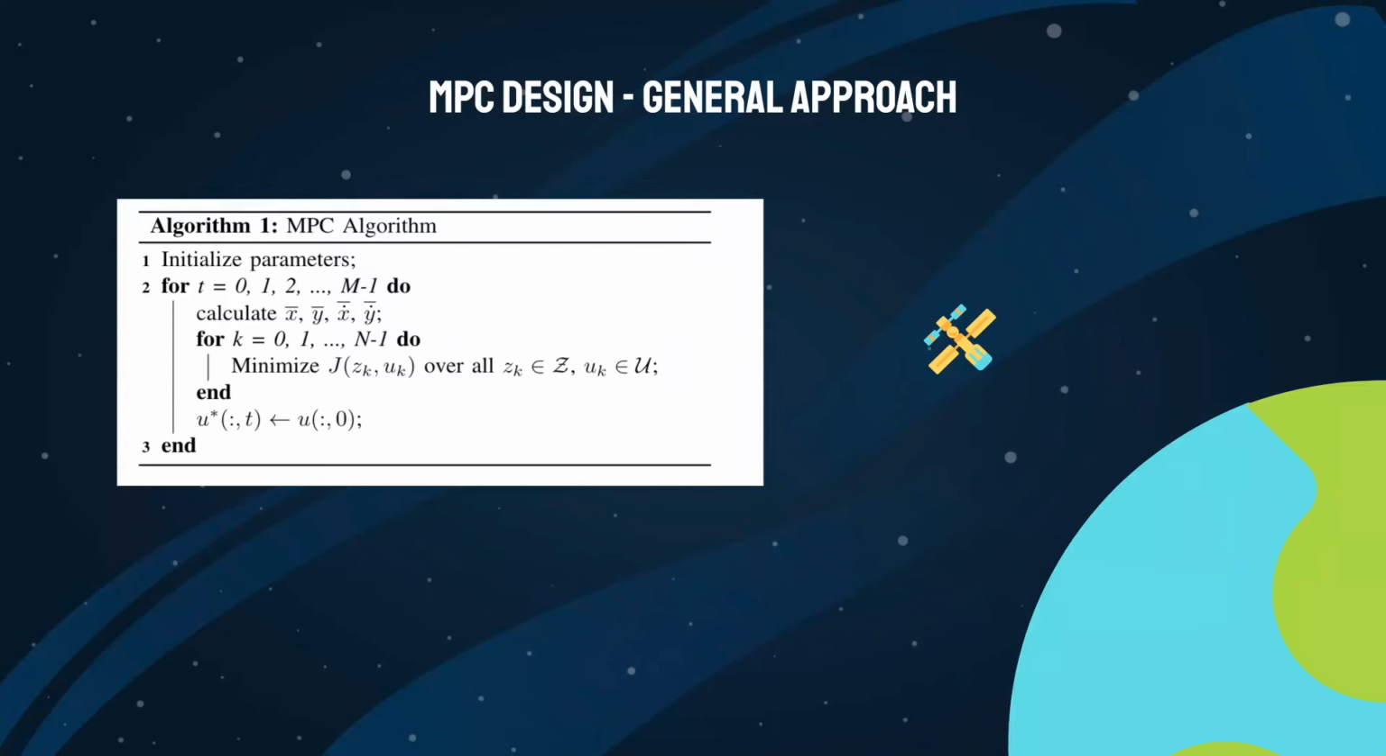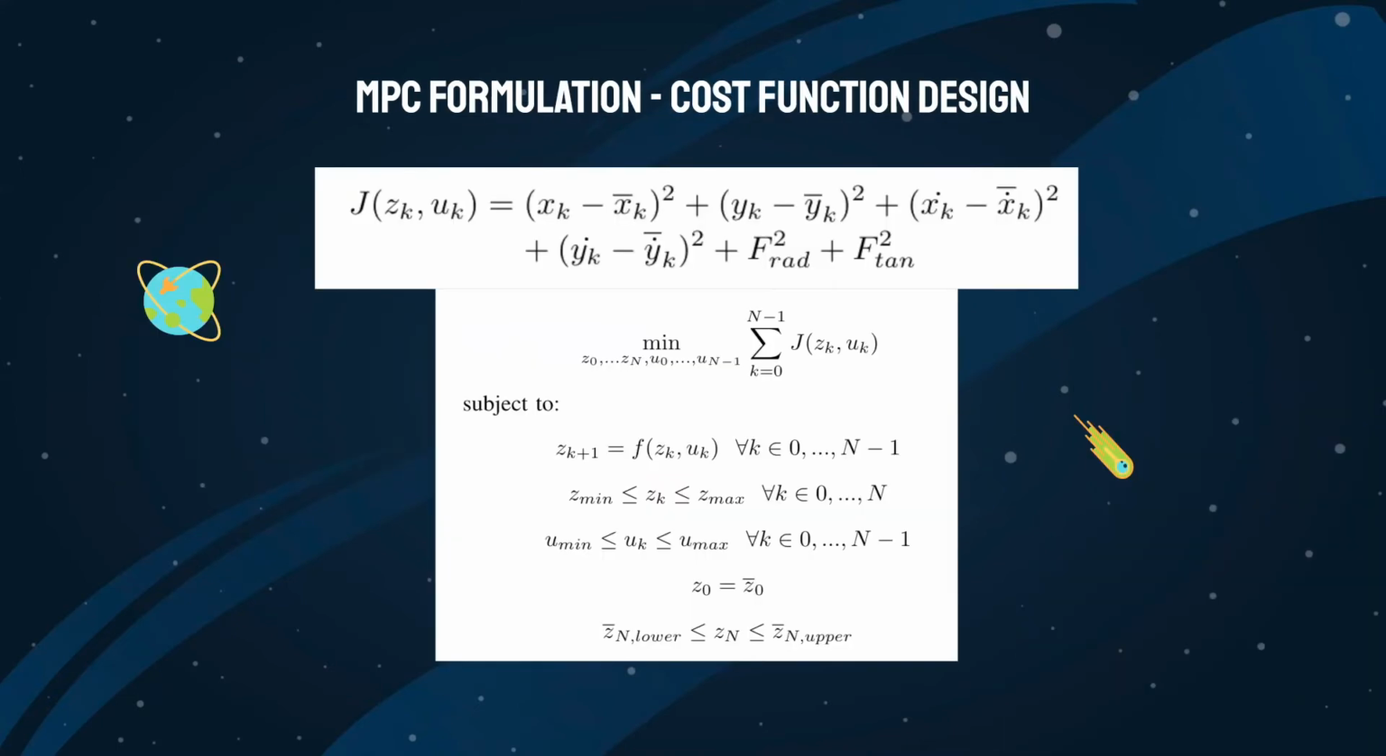Next, we will talk about the MPC algorithm. So the first step is to initialize our parameters and then run the constrained finite time optimal control problem of horizon n, m times. And then at each simulation step, we're going to recalculate the next step's reference position x and y, x dot and y dot from the reference r and theta dot, and then we will obtain the optimal input sequence u.